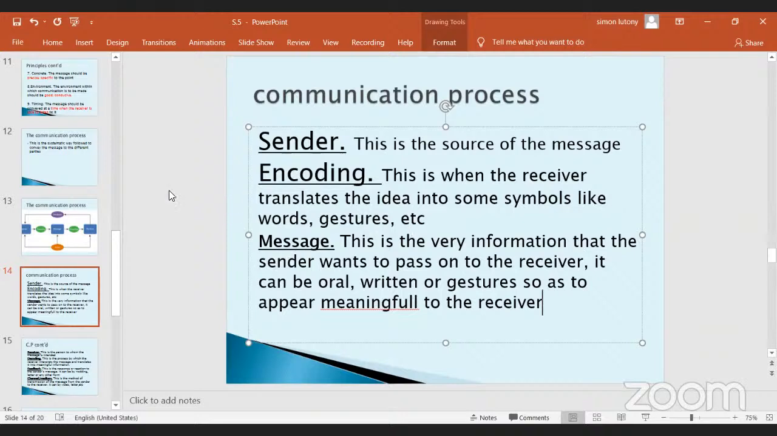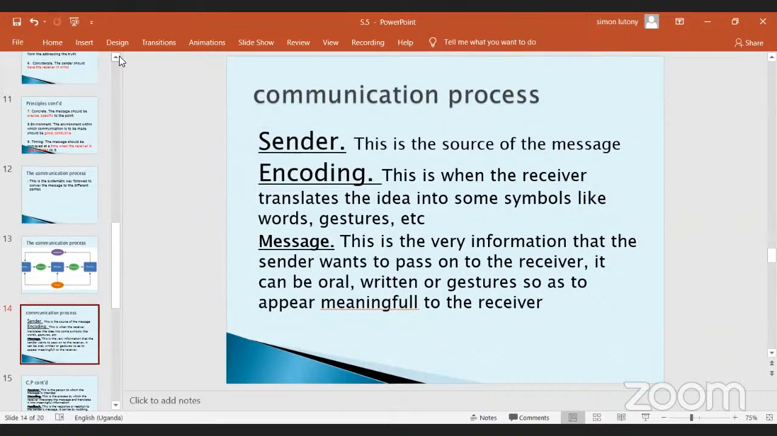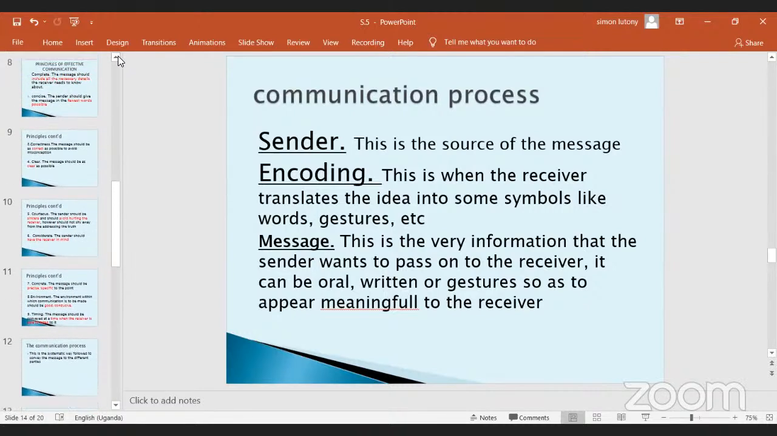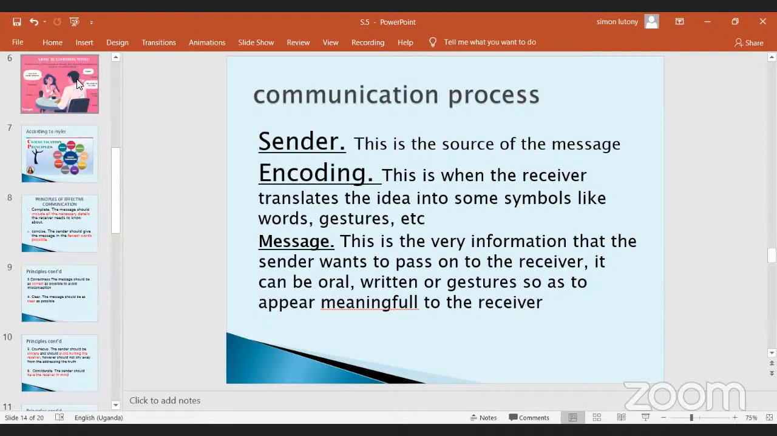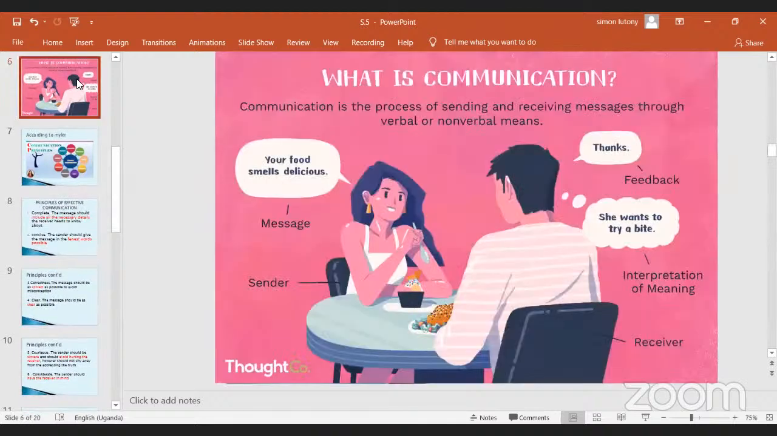For example, the previous slide that we had was showing some information that this lady, whom we named Sarah, wanted to pass on a message to John. That's the name we gave him the other time. So the message was, your food smells delicious. So that was the message. And for us, we are saying the message is the very information you want to pass on. It can be an instruction, it can be an order, but provided you can put it in a format that the receiver can understand, then we call that a message.